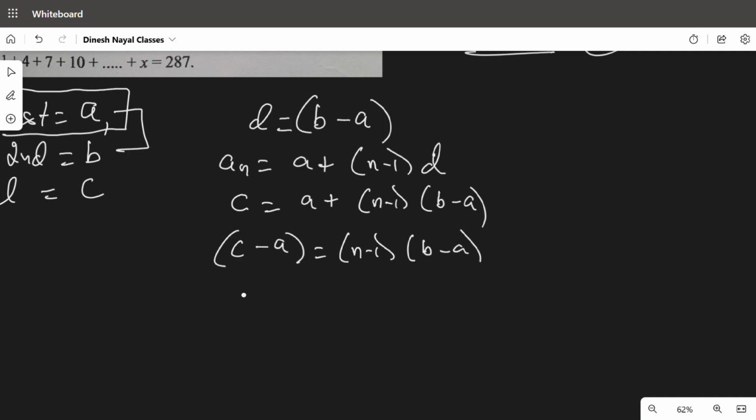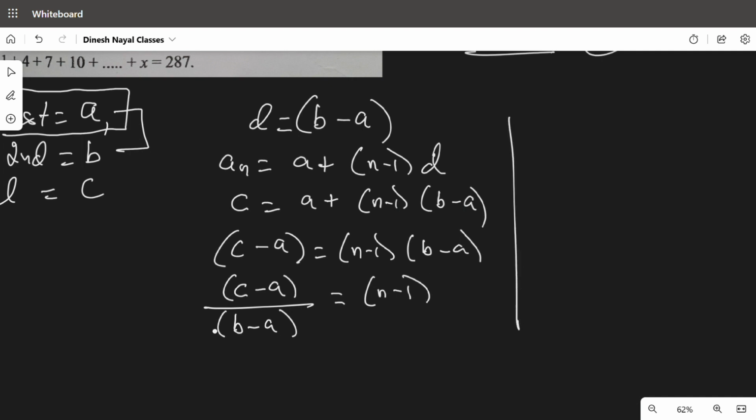The B minus A goes upon, so this is C minus A upon B minus A, because you know the cross multiplication, this goes up, this goes upon, equals n minus 1. So this will be n minus 1. Now what do you do? You take minus 1 to that side. So I'm solving it over here. This is C minus A upon B minus A. You take minus 1 to that side, that will become plus, equals n.